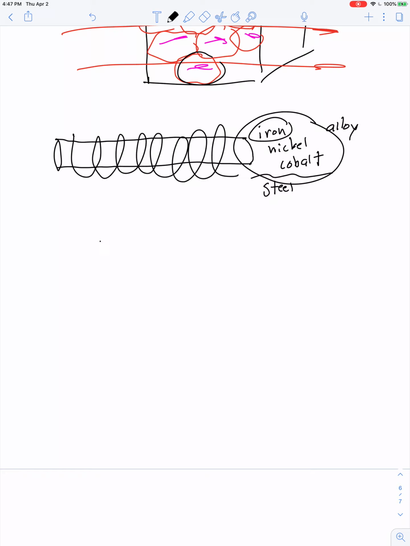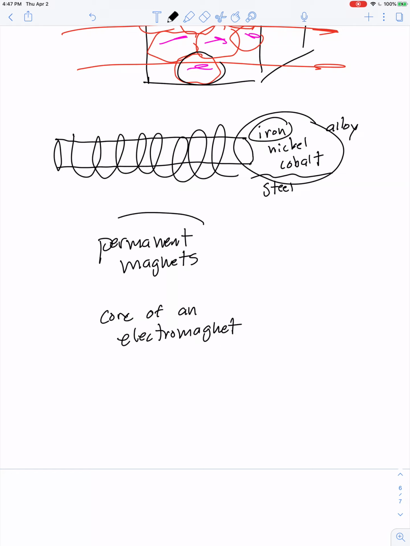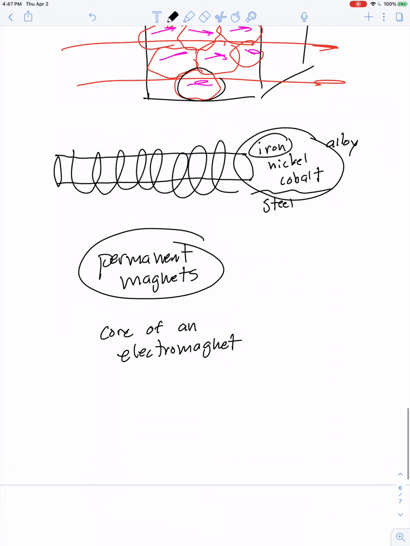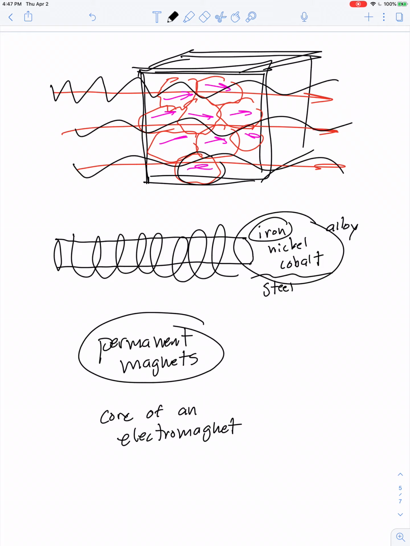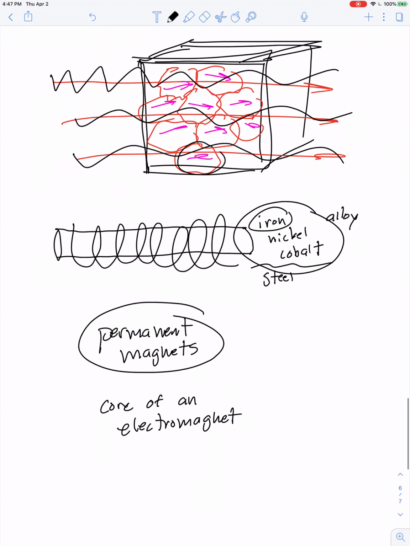Now, permanent magnets and the core of an electromagnet should have different properties. See, a permanent magnet, once I get the domains to align, I'd like to freeze them in place so that they stay aligned, so that I can remove my external magnetic field and the material will still be magnetized due to the alignment of the domains.